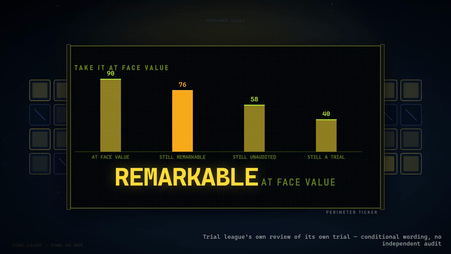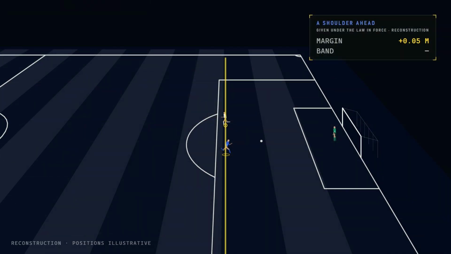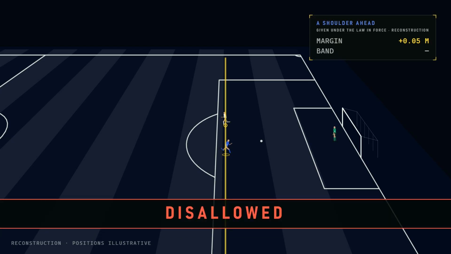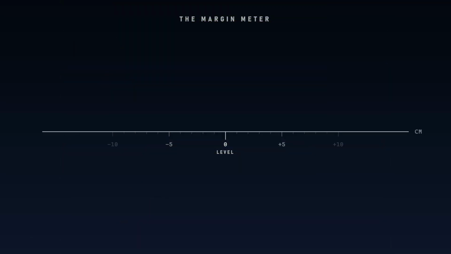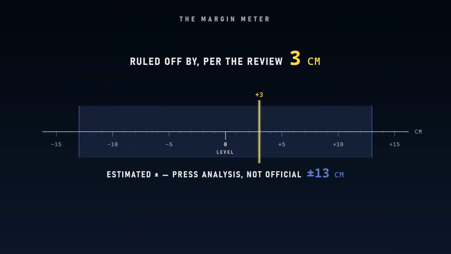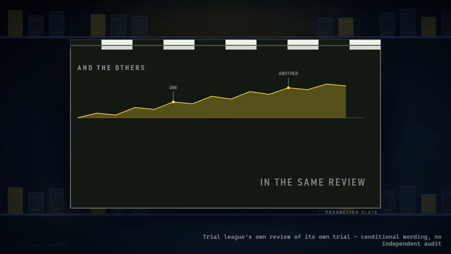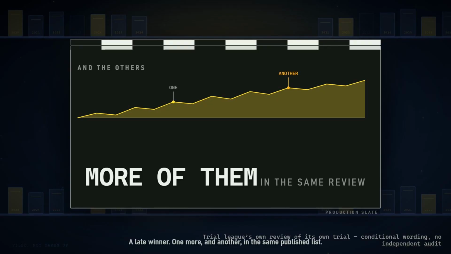Face value is remarkable. Cristiano Ronaldo against Croatia. A shoulder ahead of the second last defender. He had chipped the goalkeeper, and he just raised his hands. Davinson Sanchez, ruled off by what the review calls the length of his toe. Iran's late winner against Egypt. One more for Messi. One more for Mbappe.